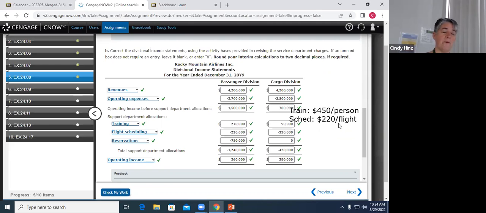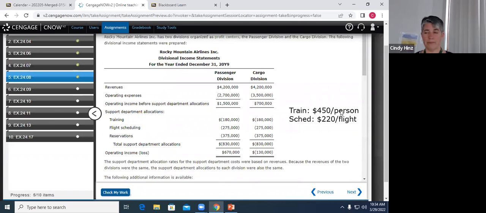That being said, if the manager of either one of those divisions believes that the allocation is unfair, doesn't really reflect actual usage, it would be up to the manager to speak up. If I'm the cargo division manager, I'm looking at the original numbers saying, $375,000 for reservations? We don't even use reservations. Then that person needs to speak up and register the concern, because as we've been saying, this is a profit center report. We are evaluating the division manager based on this number. So it's up to that manager to say, something's not right here, because we don't use the reservation system, and we trained a lot fewer people.